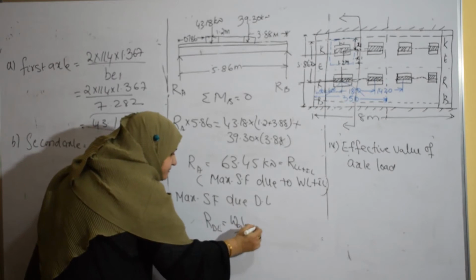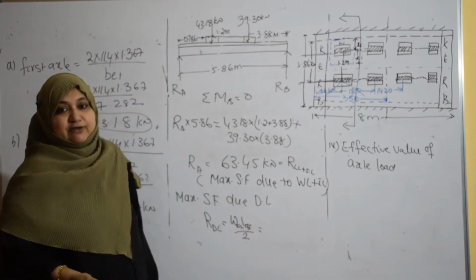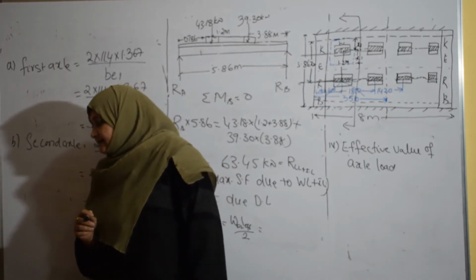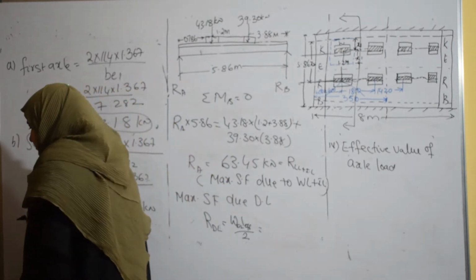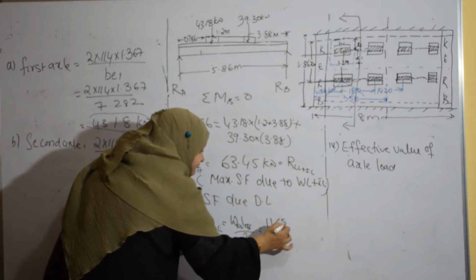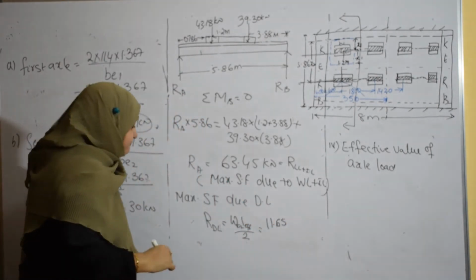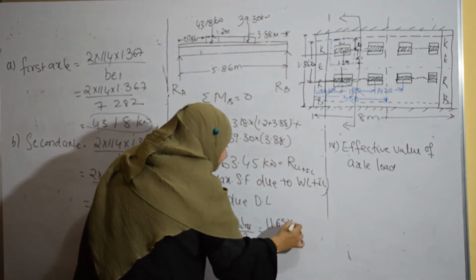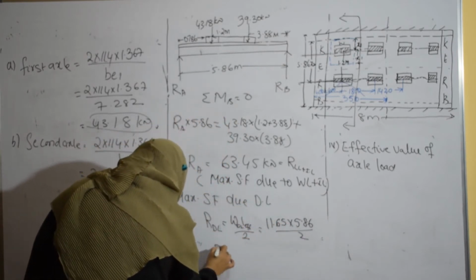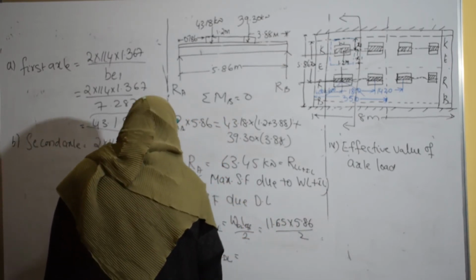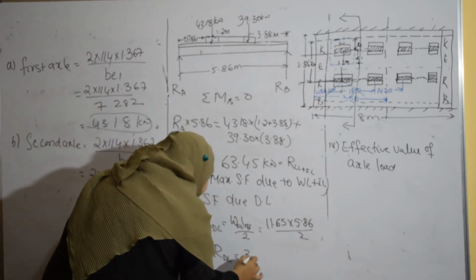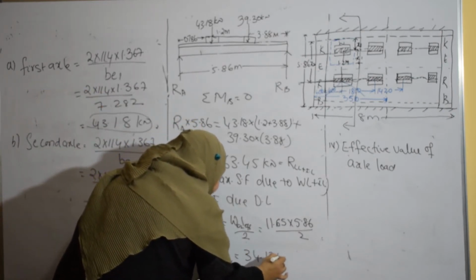If you remember the values which I calculated earlier for the maximum bending moment, I found the total dead load as 11.65. Okay, 11.65, if you remember that value. So it's 11.65 into effective span 5.86 by 2. That comes out to be the shear force due to dead load. You can represent it by R or by V. So this comes out to be 34.13 kilonewton.